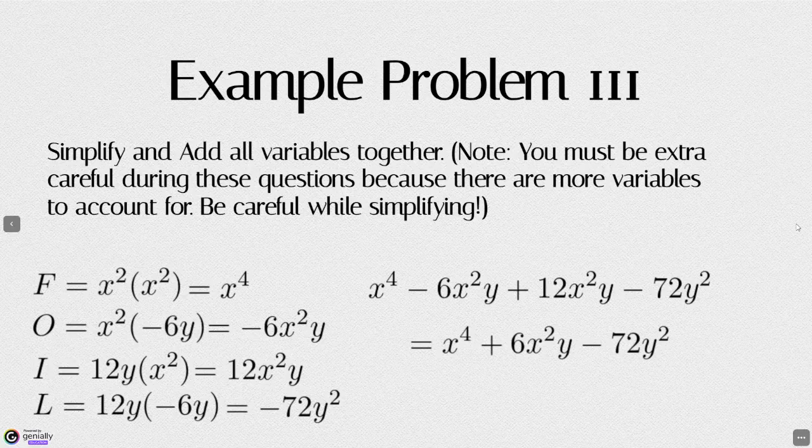When we put all these together, we are left with x to the fourth power minus 6x squared y plus 12x squared y minus 72y squared. You will notice that negative 6x squared y and 12x squared y both have the exact same variables. Therefore, we are able to simplify it. And thus, we are left with x to the fourth power plus 6x squared y minus 72y squared.